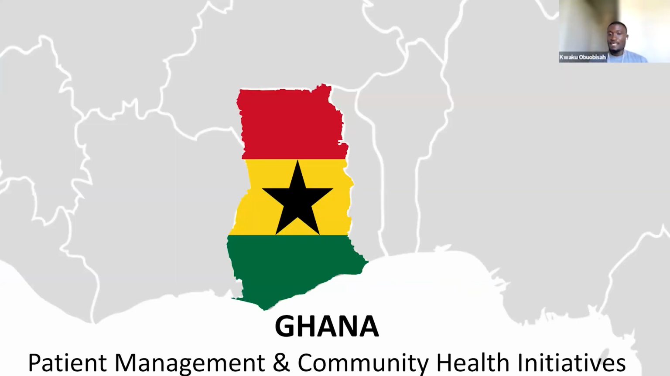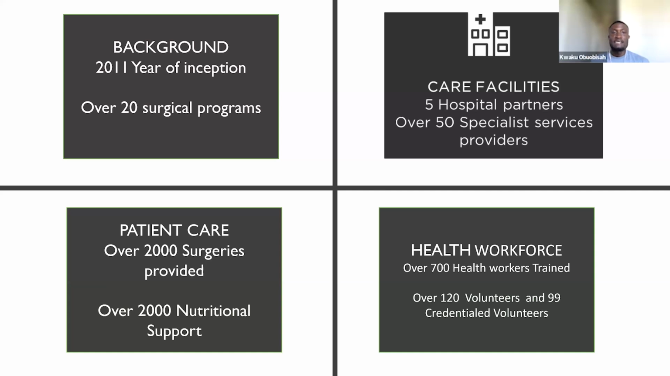So Ghana as a whole, this is just a Ghana flag. That brings us to what we do as a foundation, narrowing it down. Operation Smile started in Ghana in 2011. Together, we have provided over 20 surgical programs. We have graduated from the traditional mission approach, where international volunteers fly into Ghana to provide care and afterwards they leave, to a more sustainable approach where we train local surgeons, and the interventions are more locally driven and internationally supported. Together, we have provided surgeries for over 2,000 patients here in Ghana. We have supported over 2,000 children who have suffered from nutritional needs and required rehabilitation.